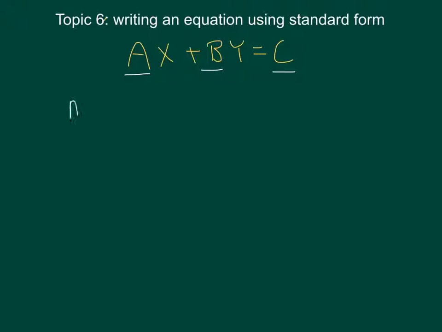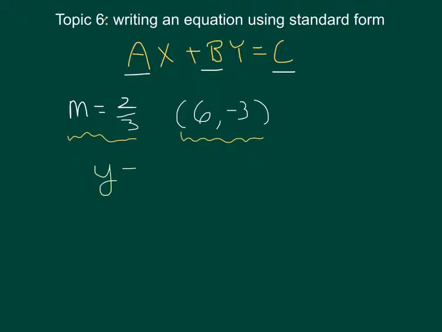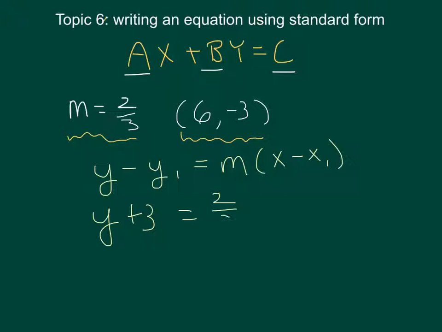Well, what if you have the slope is 2/3 and you're given a point, 6 comma -3? Let's remember, if you have a point and you have a slope, you have a great form called point-slope form that you can just plug into and write the equation of the line. So again, it's y minus y1 equals m times x minus x1. Alright, so let's just plug it in. We've got y minus -3, so it's just y plus 3, equals 2/3 times x minus 6.